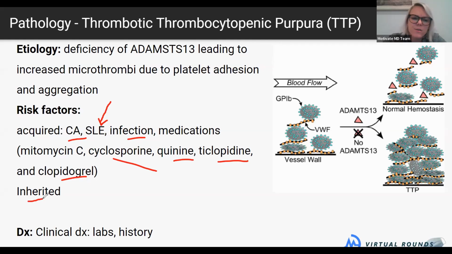But how do we diagnose this? We look at the labs and the history. So there's no one test that says, oh, we have a deficiency of ADAMTS13.